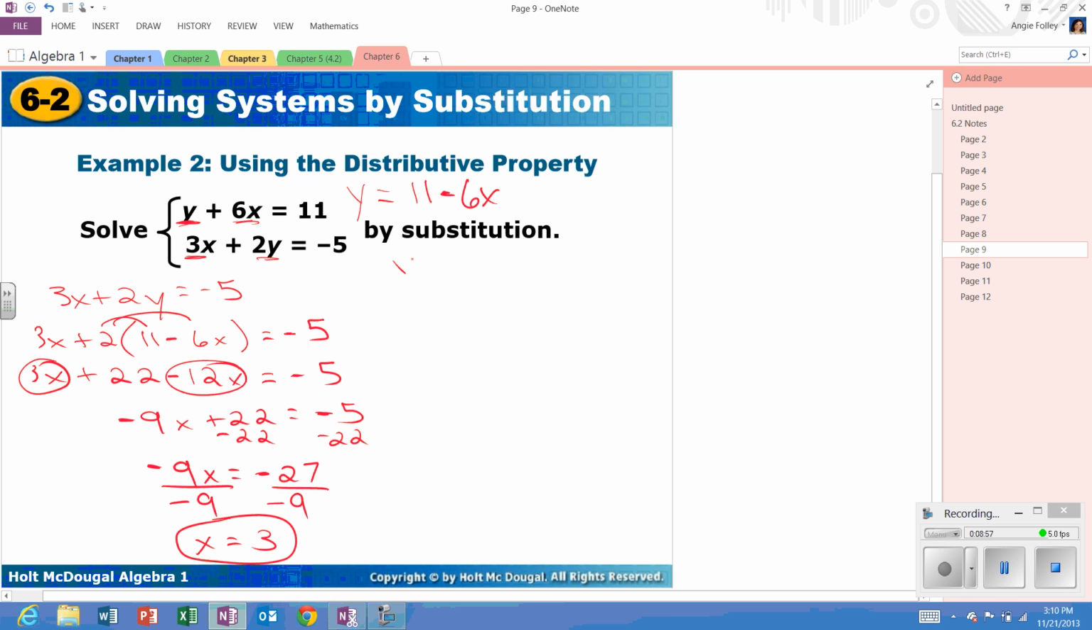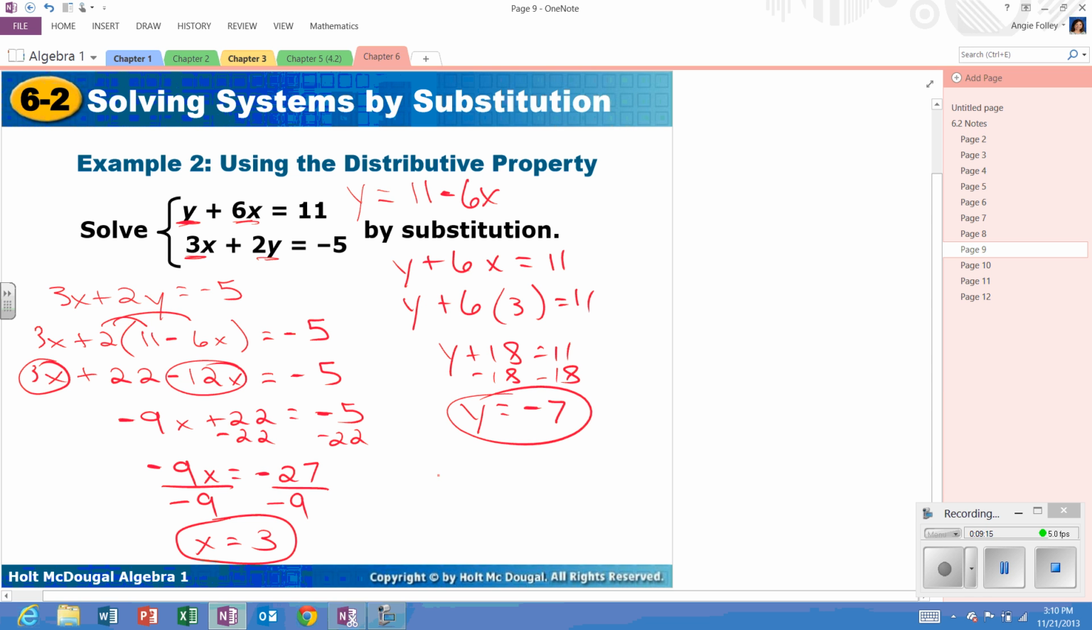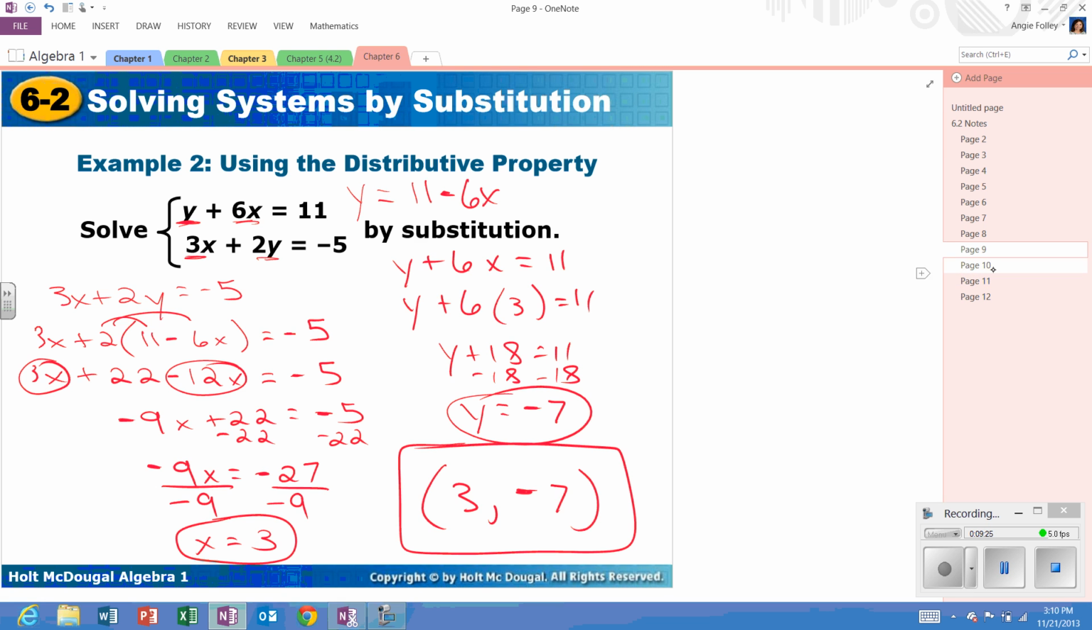So I'm going to use y plus 6x equals 11. I'm going to plug in the 3 into my x that I just solved for. So I get y plus 18 equals 11. Move that 18 over, and y is equal to -7. So my solution is 3 comma -7. And again, you can check and make sure you're right by just plugging it in to both equations.